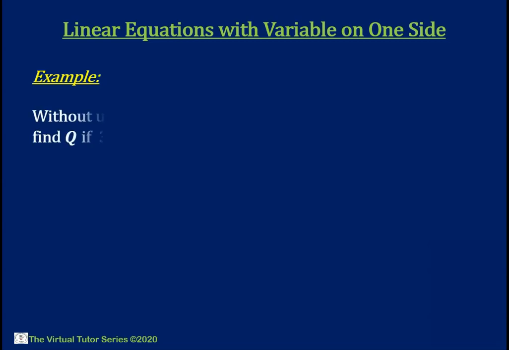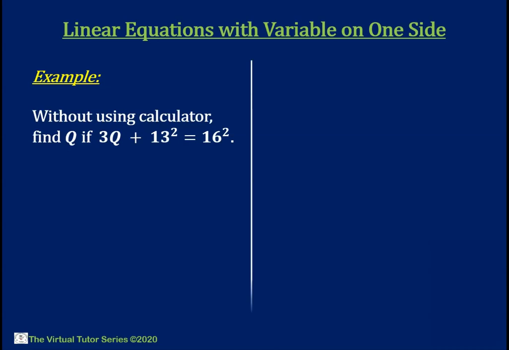Here is our last example. Without using a calculator, find q if (3q plus 13) square is equal to 16 square. Let's solve it together. We have 3q plus 13 square is equal to 16 square.